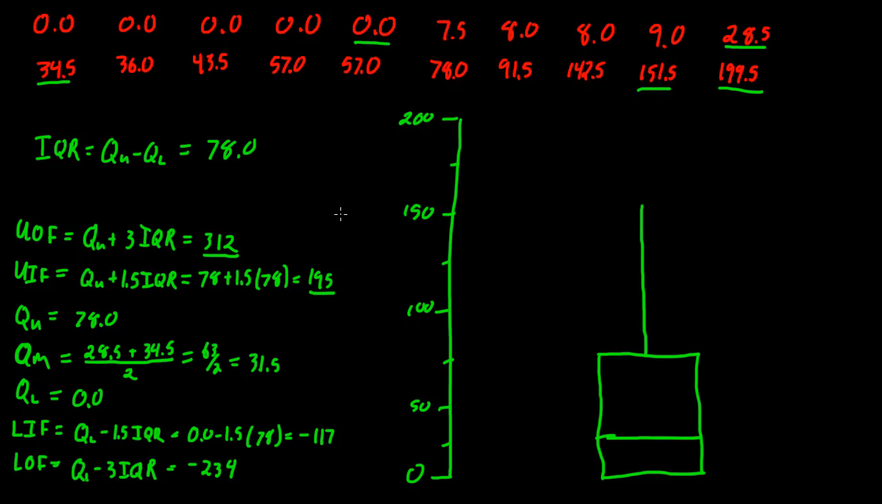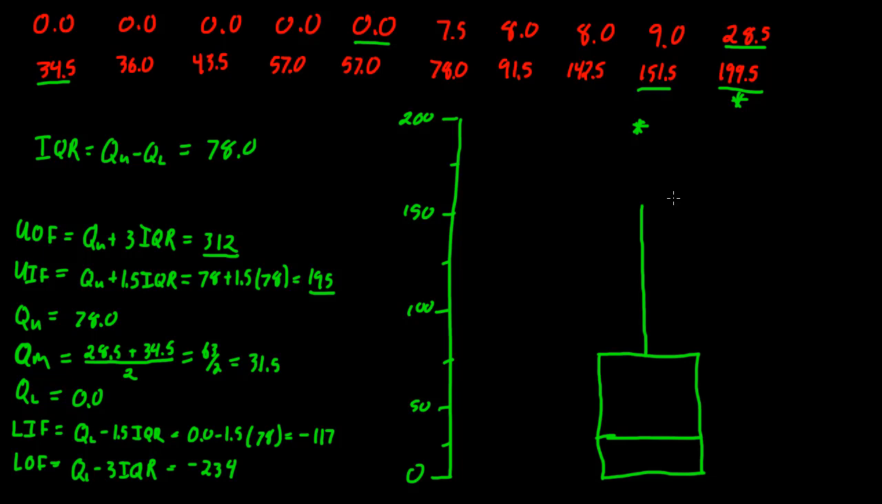So if we look at our data set, we have only one data point that falls within that range. We have our 199.5. And we're going to designate that on our box and whisker plot as simply an asterisk at that 199.5 value. So if we look at that on our chart here, it's going to be right here at the top. We're just going to put an asterisk there to designate that we have a suspect outlier on the high end. And again, if we try to do that on the low end, we don't have any data points that fall between the values of negative 117 and negative 234.